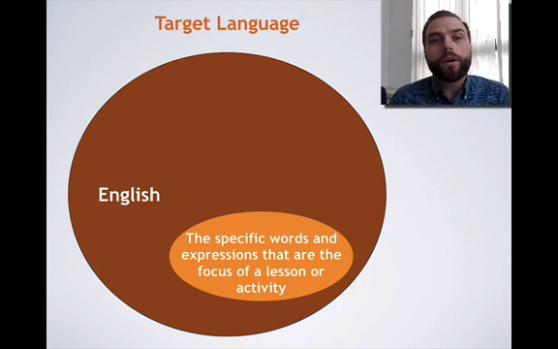So, what is target language? Well, in a general sense, when we talk about target language, when we're teaching English, we mean the English language. But more specifically, we mean the specific words or expressions that are the focus of a lesson or activity. Okay, so usually when we talk about target language, we're talking about those specific aspects of grammar, or perhaps a set of vocabulary, or perhaps some expressions from a dialogue. Those things that are going to be the focus of your lesson or your activity. Okay.